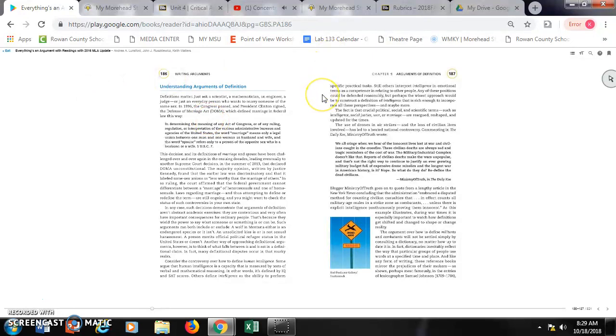It must be something either controversial or something that a lot of people just don't know a lot about, and you're going to be defining it. That's why it's so important to read the text so that you understand what an argument of definition really is.